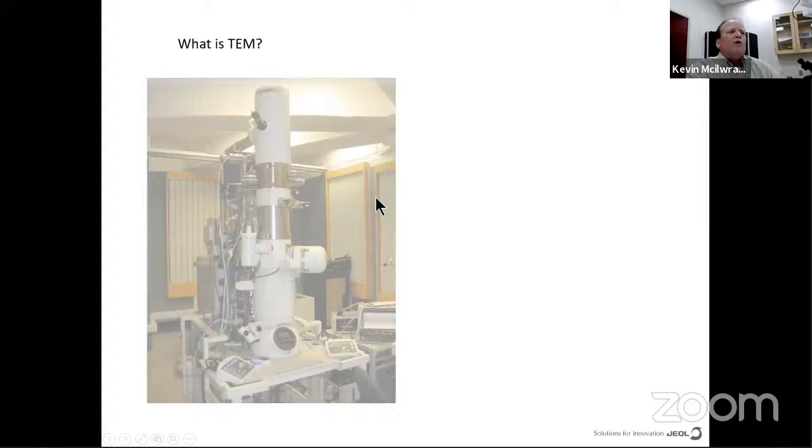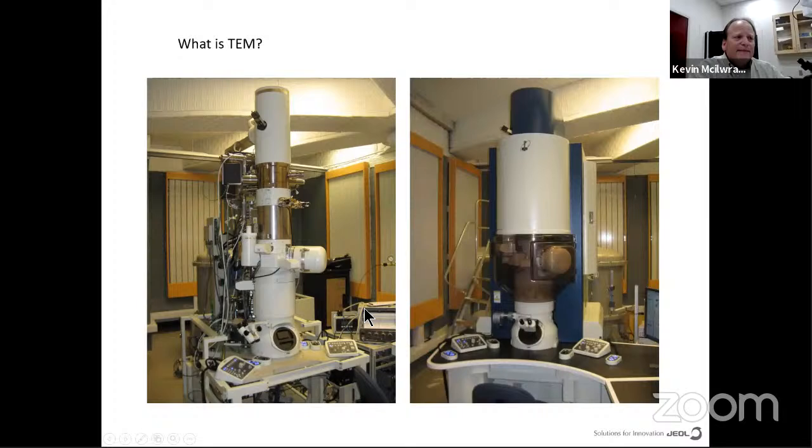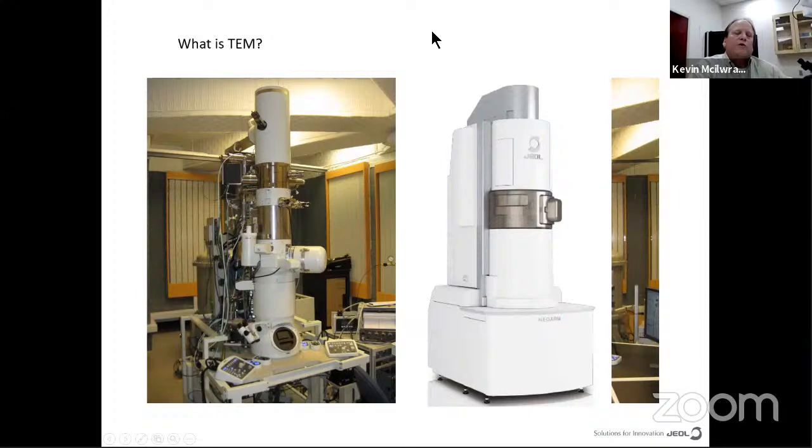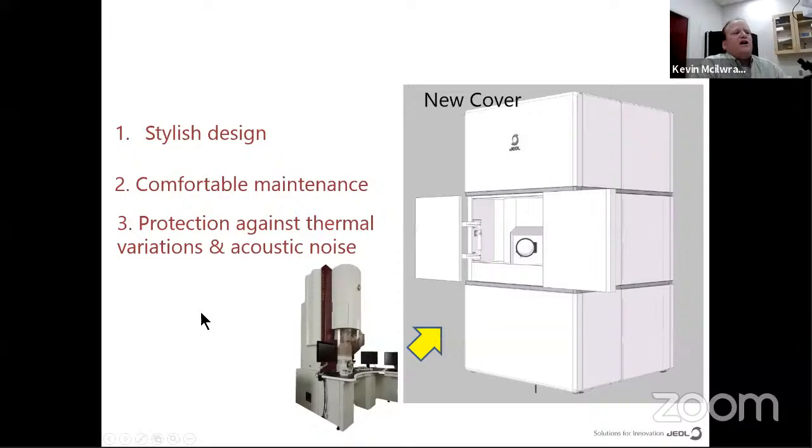So really, what is TEM? So here's what a TEM looks like with all the covers off. So this is during installation. You can see basically a lot of wiring going on, kind of messy. Here's what it looks like with the covers on it. Same TEM, same room. And this is what the newer model of it looks like. And we'll go into reasons why we started adding covers and things. And this is what that same type of model will look like in the higher voltage version. And this cover basically is good for maintenance people, and it protects against thermal variations and acoustic noise.